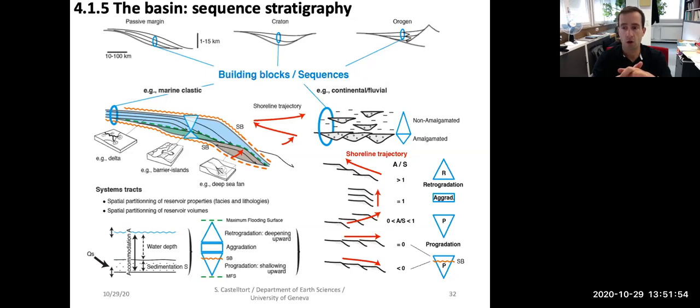Okay? So with sea level rise, we don't know that the shoreline is going to retreat everywhere on the globe. This is one of the limits of sequence stratigraphy à la Vail. Maybe in some places in the world, you have progradation and in other places you have retrogradation. So that depends on sediment supply, okay?